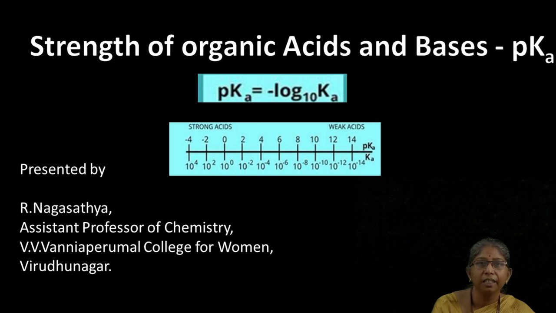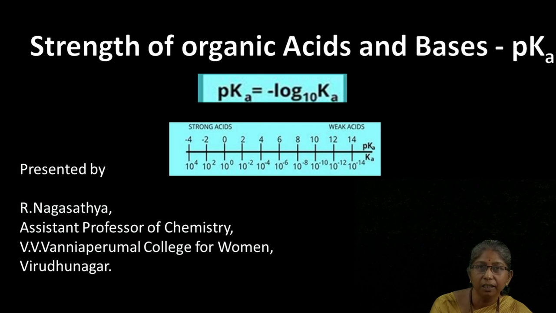Good morning. We shall see about the strength of organic acids and bases in terms of pKa value. In the previous video, I explained what Ka, pH, and pKa are. pH is the potential of hydrogen ions, and Ka is the acidity constant, which quantifies the proton transfer in a reaction. pKa is the negative logarithm of Ka, and that gives the equilibrium of a proton transfer reaction between the reactants and products.